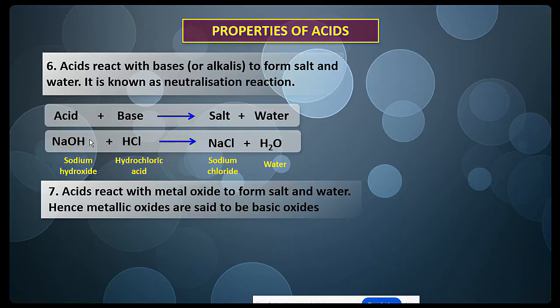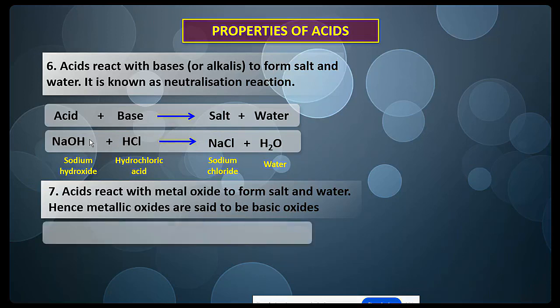So metallic oxides: calcium oxide, magnesium oxide, copper oxide, and then sodium oxide, potassium oxide, any oxide which is a metal oxide always behaves as basic in nature. So we call them basic oxides. But non-metallic oxides like carbon dioxide, is it right? Nitrogen dioxide. Those are acidic in nature. You can see here: metal oxide plus acid gives rise to salt plus water.